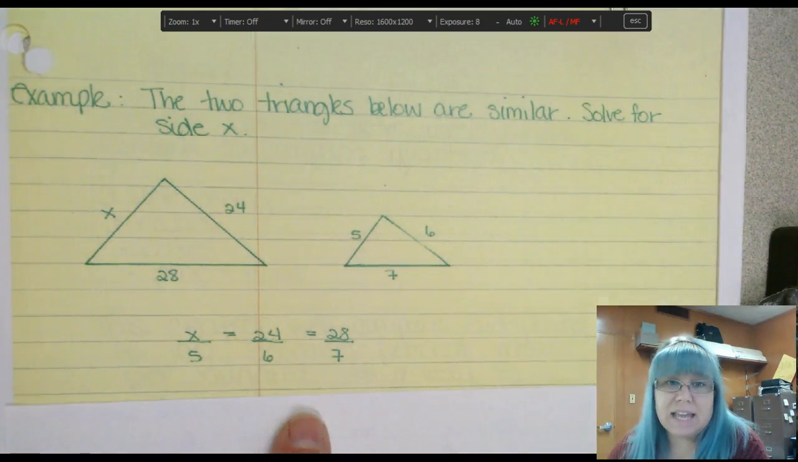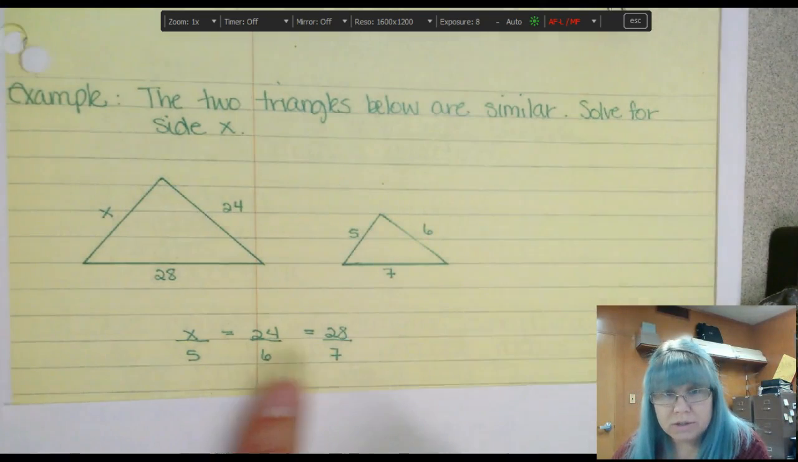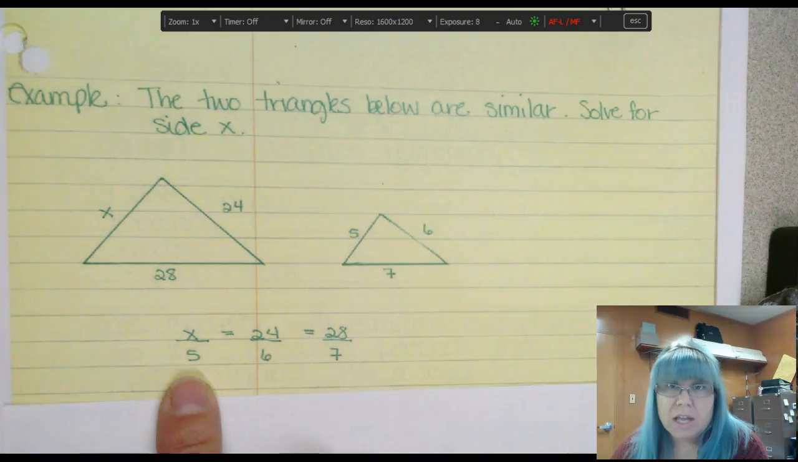Now here's the nice thing. Sometimes we do have two known ratios. One, we're not too sure. Now we know how to solve ratios by multiplying the extremes and the means. But here's the nice thing. We have a choice here.